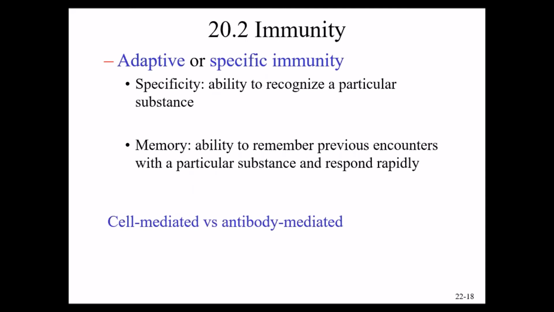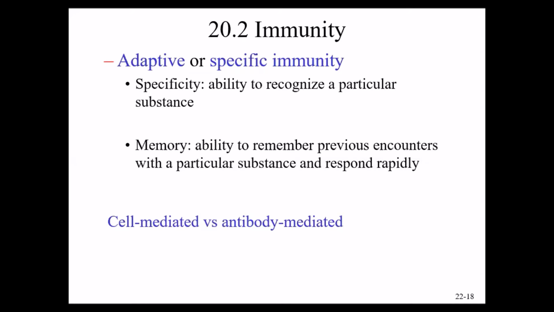Now, for the adaptive part of the immune system, or the specific part, this is something that is specific, and it is something that you adapt to along the way. You adapt based on exposure to a particular, what we'll define later as an antigen. A couple of things about the adaptive immune system. One is that it is specific. In other words, it has the ability to recognize a particular substance, a particular microbe, maybe a bacteria or a virus-infected cell or a toxin. It can recognize it, and then it can respond to it.